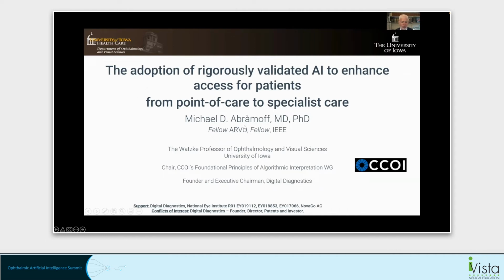I'm at Iowa. I'm also the chair of the Collaborative Community in Ophthalmic Imaging Foundational Principles of AI Workgroup, and I'm founder and executive chairman of Digital Diagnostics. I have obvious conflicts of interest, which are listed on the bottom of this slide.